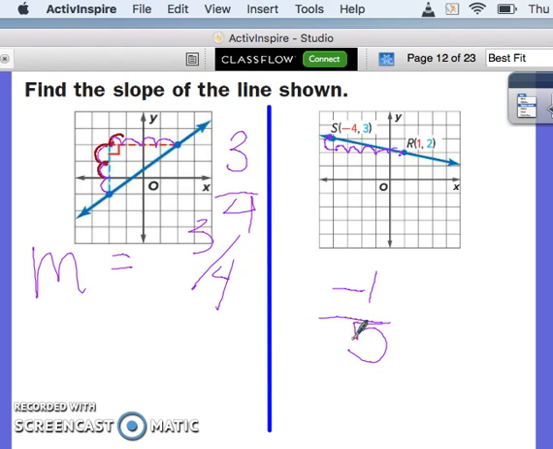So if I were to go from this point to this point, I should be getting the same answer. So I would go up 1, so it would be a +1. And to the left 5, so it would be a -5. So here we have the same numbers and only one of them is negative. If one of the numbers is negative, we would just bring it out to the outside and it would be -1/5. Make sense? Okay. All right.